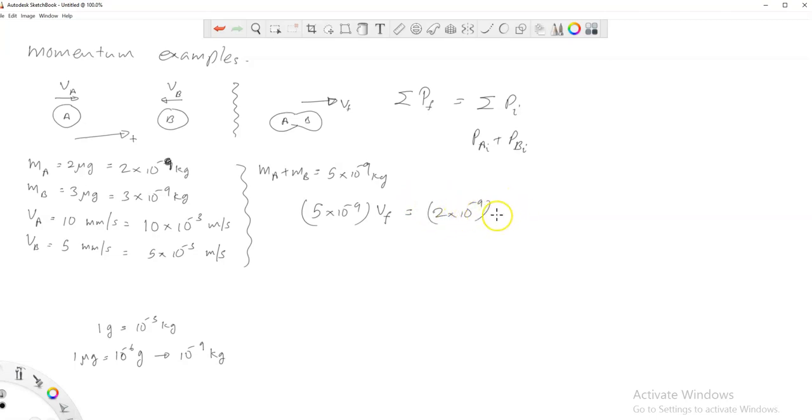Velocity is going to be 10 times 10 to the negative 3. Vb is going in the other direction, so if you put a plus here, its mass is 3 times 10 to the negative 9 multiplied by negative 5 times 10 to the negative 3, because it's going in the opposite direction. Okay, so we have 5 times 10 to the negative 9 Vf equals, what do we have here?